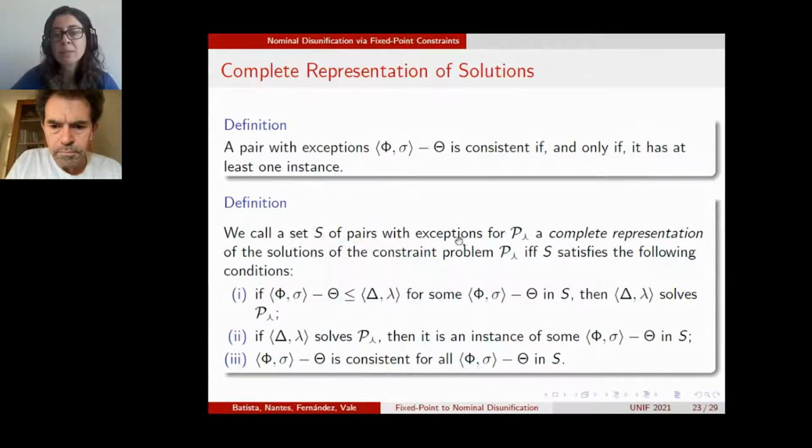We say that S, a set of pairs with exceptions for P, is a complete representation of the constraint problem P if S satisfies the following conditions. Okay, for every pair with exceptions in S, we have this relation: this pair with exceptions is smaller than nabla lambda. So nabla lambda is an instance of a pair with exceptions, and nabla lambda solves P. And if nabla lambda solves P, then it's an instance of some pair with exceptions in S. And it has to be consistent for all the set S, okay?